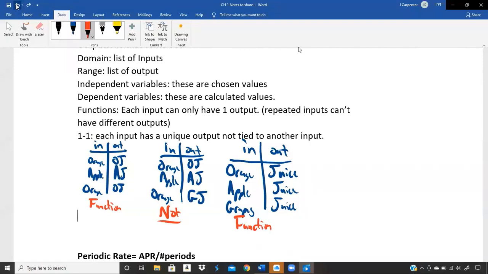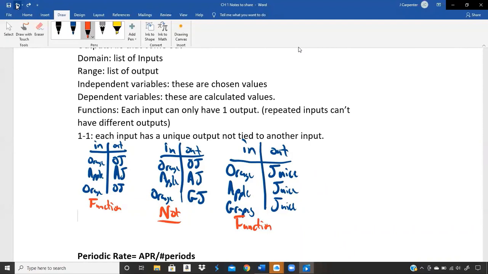So orange leads to orange juice. Orange leads to orange juice. Apple leads to apple juice. These all seem to be tied independently. Orange is always leading to orange juice. Apple is leading to apple juice. I think this is one-to-one, but let's look at the last one to see if we can confirm that.